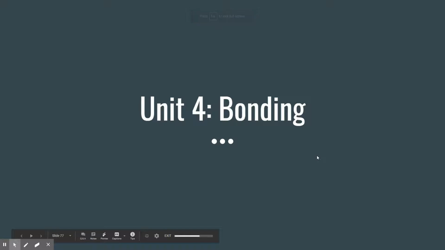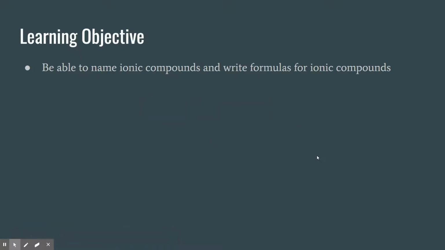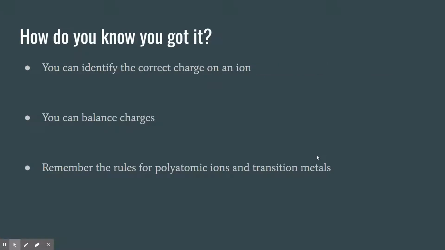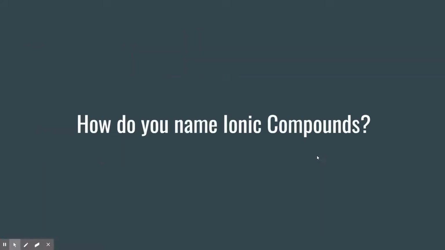All right, let's take a look at bonding, and we're going to focus on naming ionic compounds and writing formulas for ionic compounds. You know you got it if you can identify the correct charge of an ion, you can balance charges, and you can remember some rules for polyatomic ions and transition metals. So, how do you name ionic compounds?